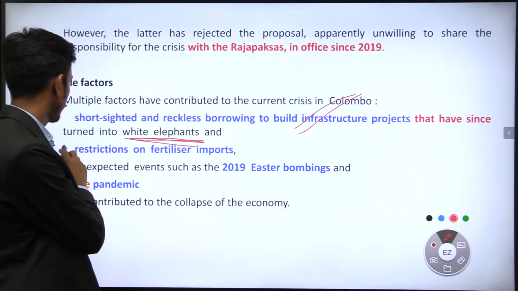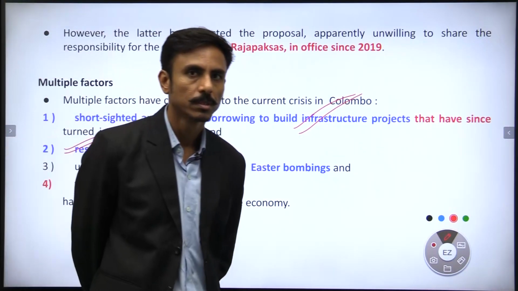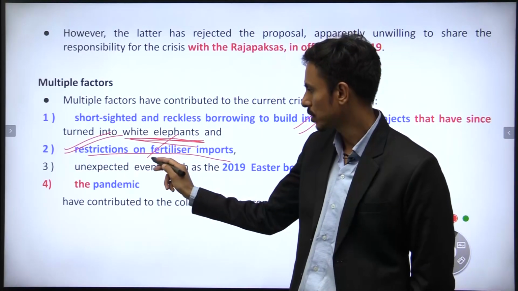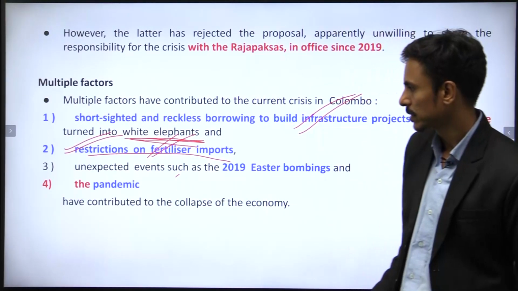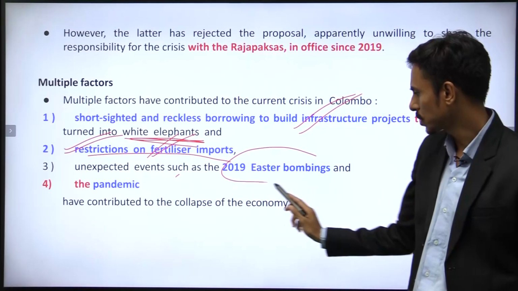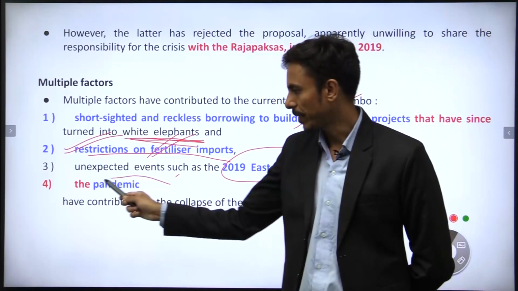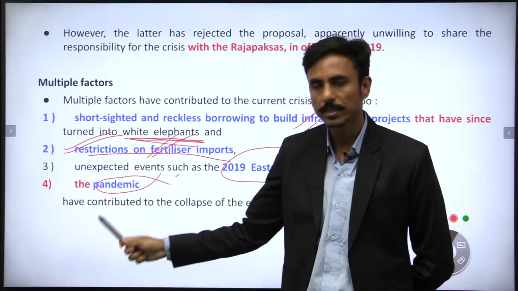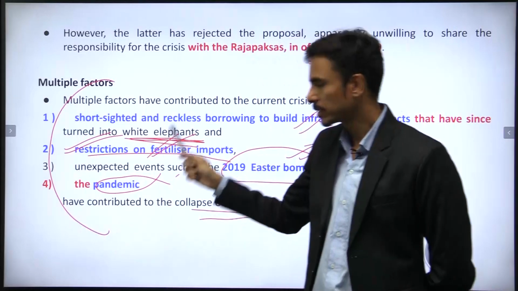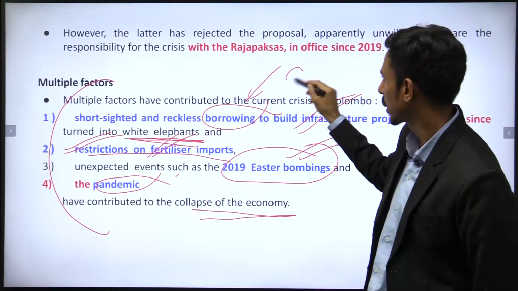At the same time, there have also been restrictions on fertilizer imports, right? So Sri Lanka also imposed restrictions on fertilizer imports, plus there have been unexpected events such as the 2019 Easter bombings, right? So there were some terror attacks also, plus definitely the pandemic. So all these four factors have contributed to the collapse of the economy, right? So the first is the reckless borrowing, and much of it was coming from China.